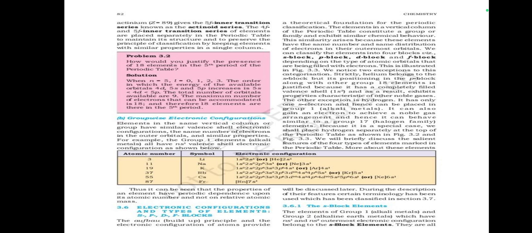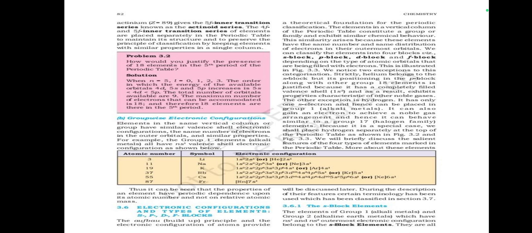The other exception is hydrogen. It has only one s electron and hence we can place it in group 1 alkali metals. It can also gain an electron to achieve a noble gas arrangement and hence it can behave similar to group 17 halogen family elements. Because it is a special case, we shall place hydrogen separately at the top of the periodic table as shown in figure 3.2.